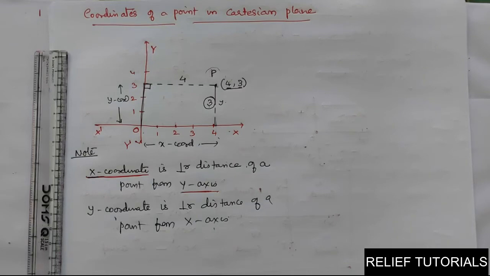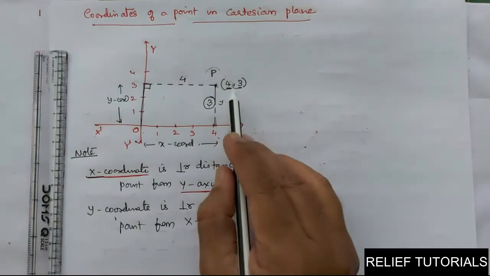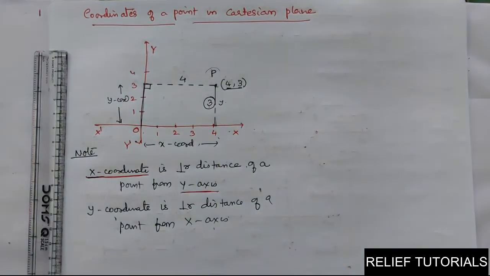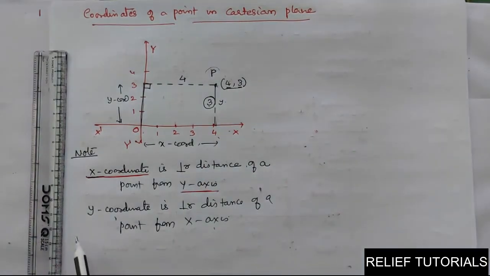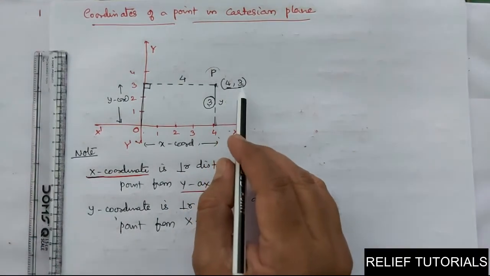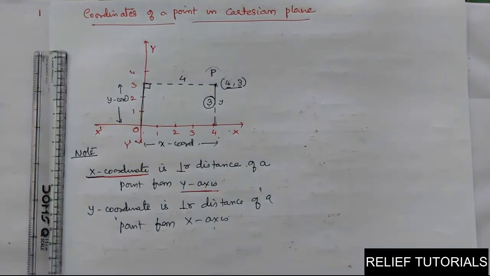What is the x coordinate and what is the y coordinate? And the x coordinate and y coordinate together are called Cartesian coordinates, or coordinates of a point, and it is denoted by (x, y). So it is also called an ordered pair. What is it called? Ordered pair.